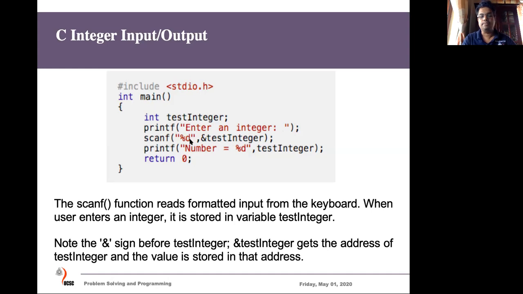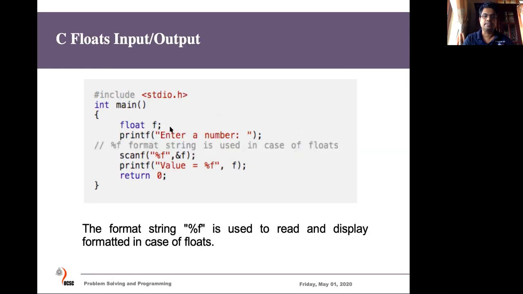Using percentage %d. Then in the scanf function, I have to pass the address of this variable. So I put an ampersand sign in front of the variable name. So it reads the integer and stores it at the address of the test integer variable. Simply, if I want to print that, I use %d with the variable name, and it prints it on the terminal. So that's how the input function scanf and the output function printf simply work.